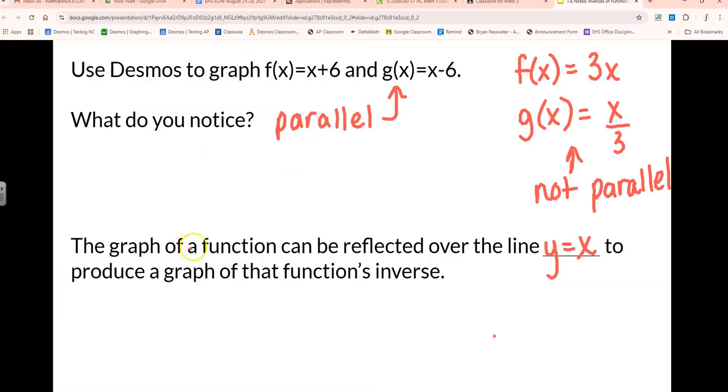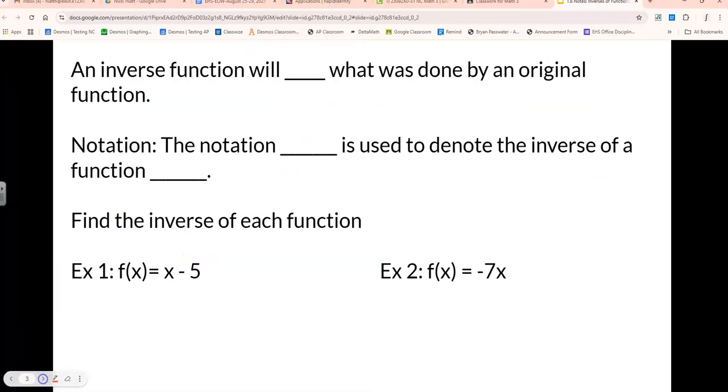So, let's look at a few graphs, because even though Canon wishes that they would go away, they are not going to go away. Actually, first, before we do graphs, let's do this. So an inverse function will undo what was done by an original function.